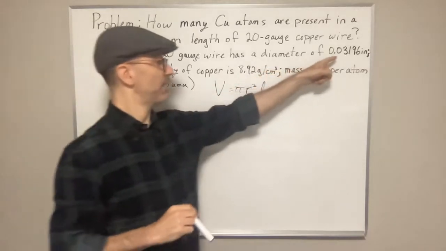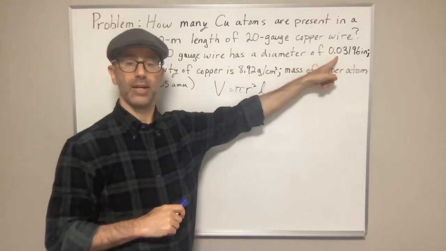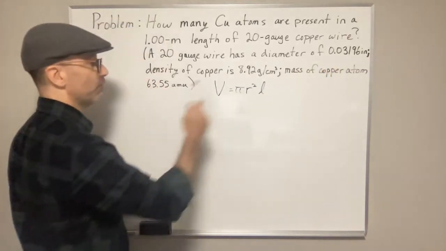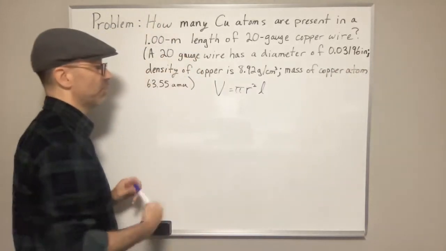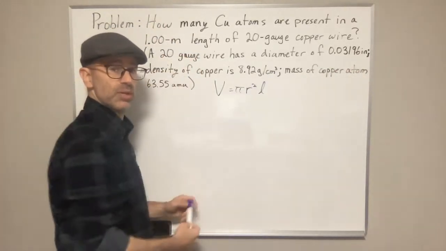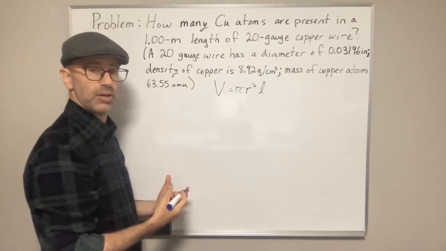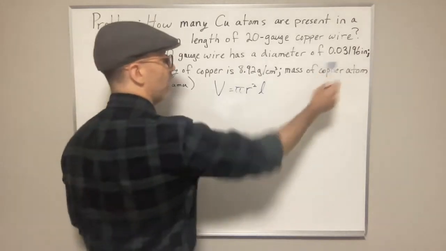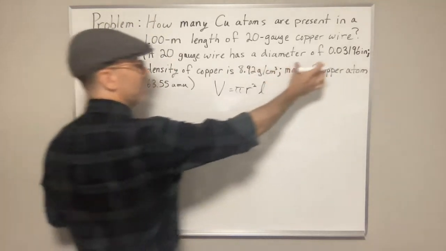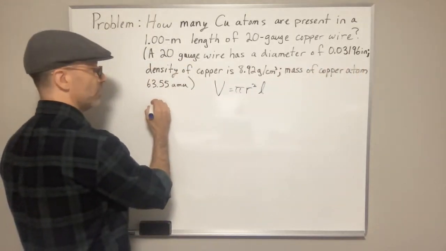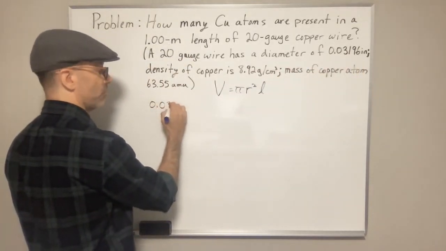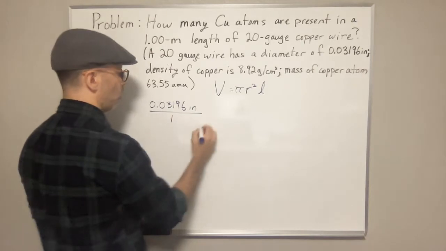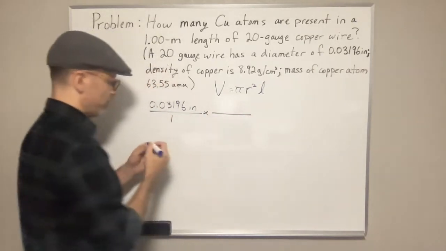And so we know the diameter in inches, and the radius is 1/2 of that diameter. We need this in centimeters because our density is in grams per centimeter cubed. So we're going to have to convert everything into centimeters: our length and our diameter. So we want to take the diameter here, 0.03196 inches, put it over 1, and then we need to convert that to centimeters.